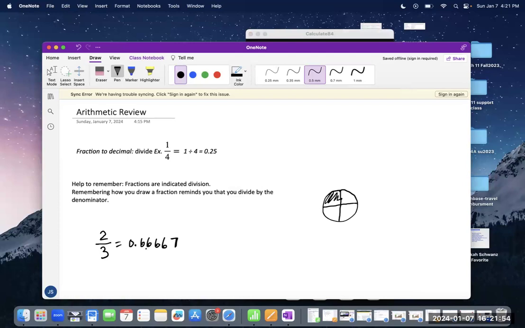They may say round it to 2 decimal places. If you round to 2 decimal places, you look at the 3rd decimal place, and you'd say that's greater than 5, so you'd add 1 here, and so it'd be 0.67.